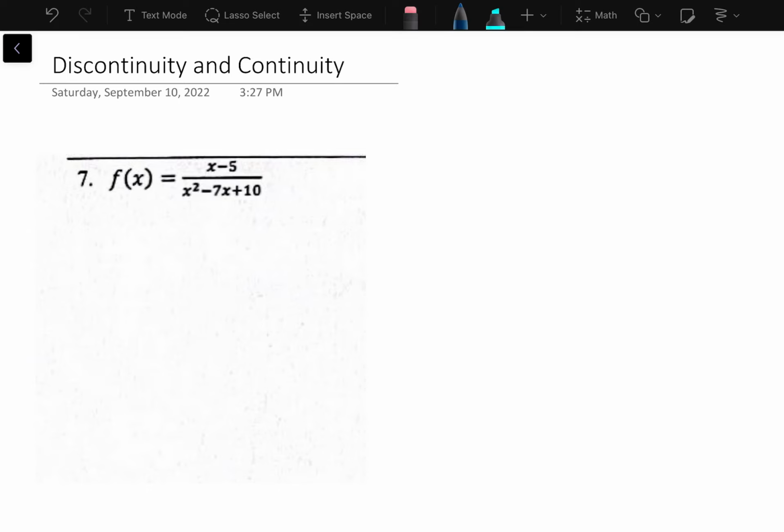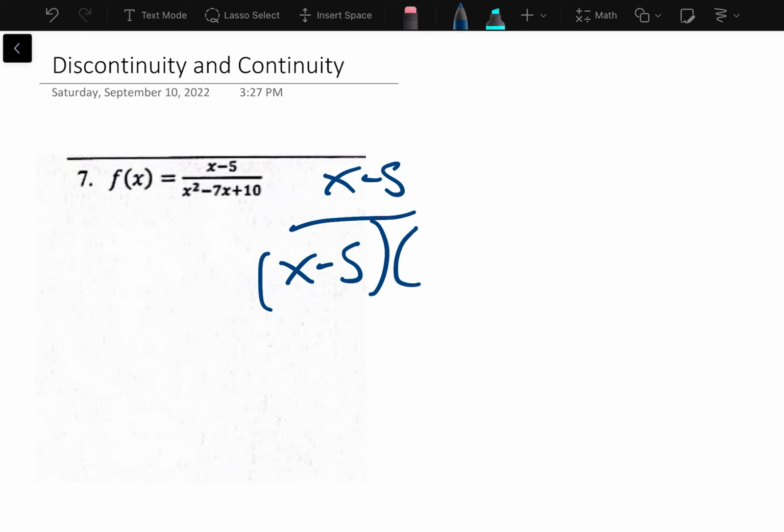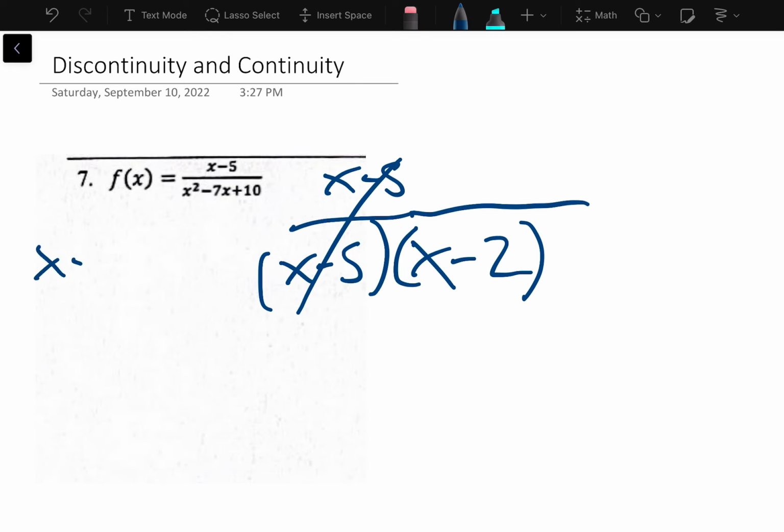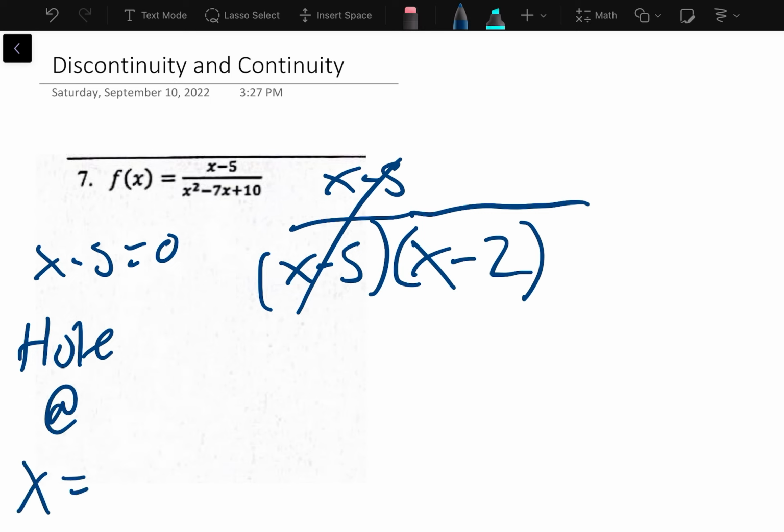So if we look at this first question here, it asks us to find the type of discontinuity and where it is located. So if we first factor, we get x minus 5 on top divided by x minus 5 on the bottom, times, we'll factor it out to x minus 2. Whatever cancels is your hole, right? So you set it equal to 0 first. So x minus 5 is equal to 0. So then there's a hole that's x equal to 5.